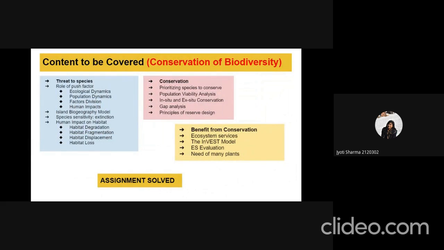Conservation of biodiversity. We have three topics that need to be covered today. The first topic is threat to species. Whatever the threats we have with the species, we will try to discuss them. Then what modes of conservation we have, and then the benefits of conservation. So let's start.